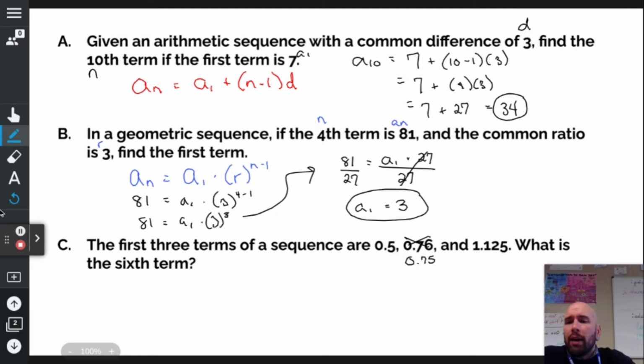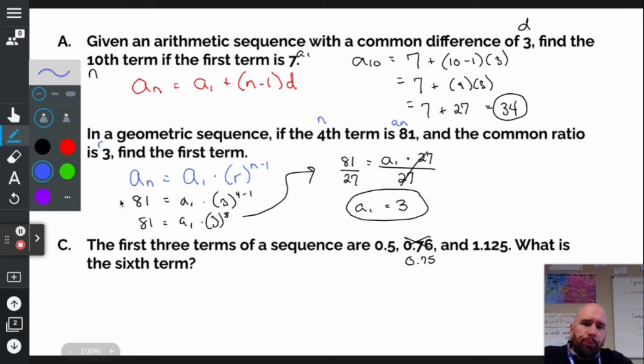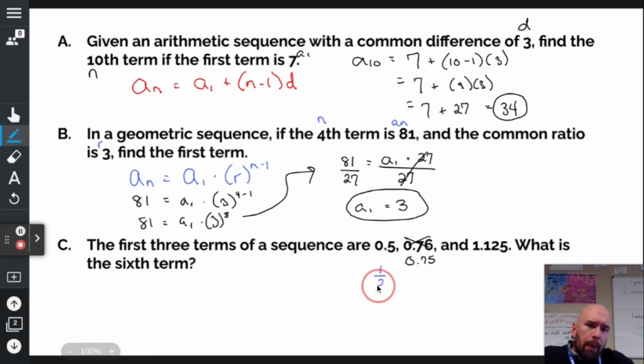I'm going to turn those into fractions just for funsies. You're a half. You are 3/4. You are 9/8.